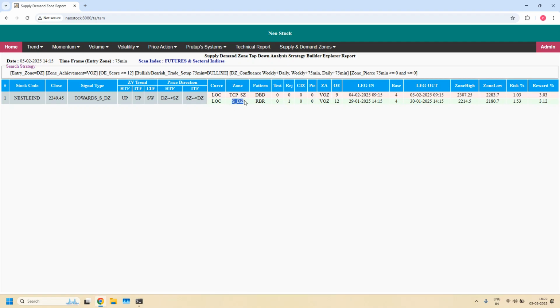So in this Nestle India, this 75 minutes demand zone is overlapped with daily demand zone. Both together again overlapped with weekly demand zone, and weekly trend is up. If weekly demand zone is having weekly EMA confluence, it is even more high probability trade setup supported stock.